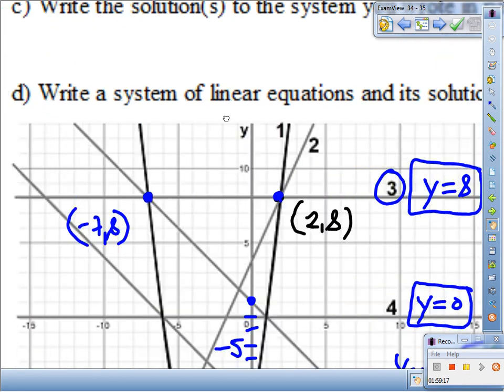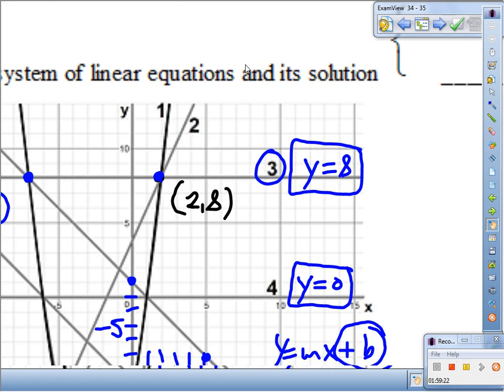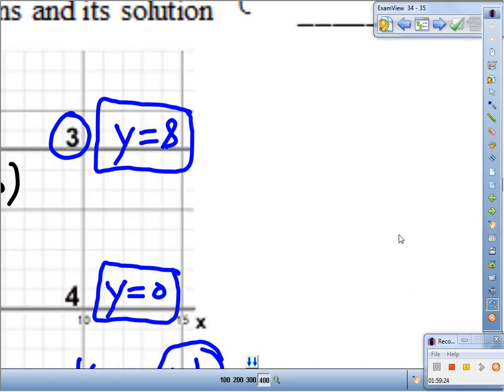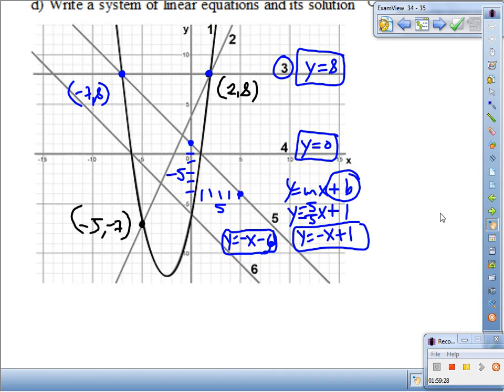The last part, check this out. Write a system of linear equations. So look at all the equations that we have. Look at these. Look at them. Tell your neighbor how many linear equations do you see there on the graph right now.